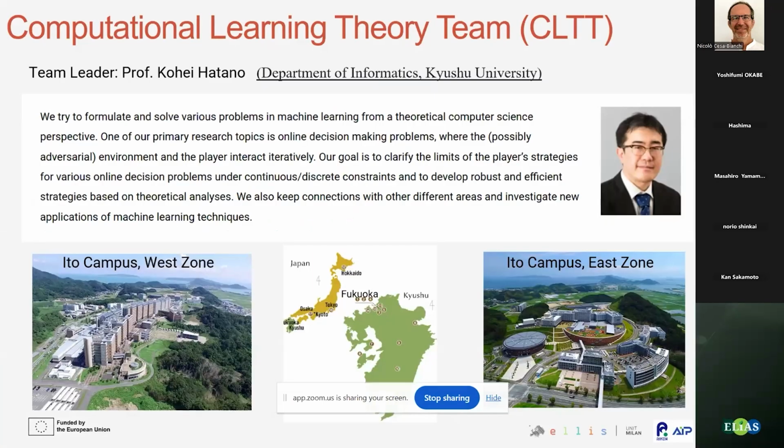First of all, I belong to the computational learning theory team. My group leader is Professor Kuhiatano from the Department of Informatics. And we are located on Kyushu Island, the southern island. And in Fukuoka, there is Kyushu University, and it has a nice, interesting campus. There is an East Zone and a West Zone. The West Zone is for engineering and chemical physics, and the East Zone is for language and so on.